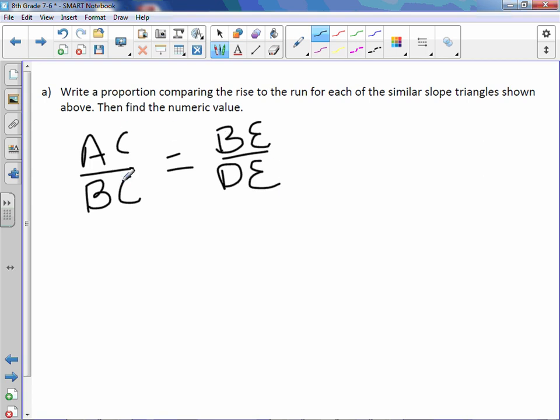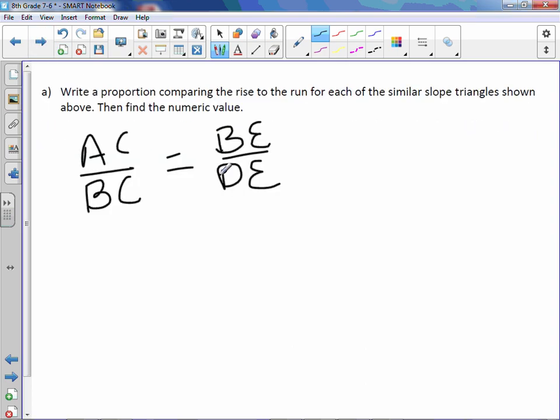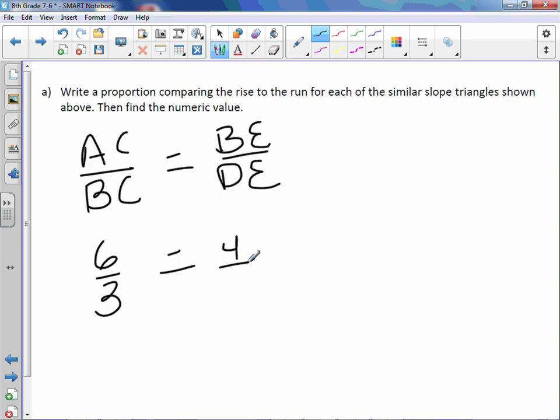Now find the numeric value. So we have to count here. We have 1, 2, 3, 4, 5, 6 is the length here. 3 is the length here. 4 is the length here. And 2 is the length here. So our AC to BC is 6 to 3. And our BE to DE is 4 over 2. And both of these actually will reduce to 2 over 1.